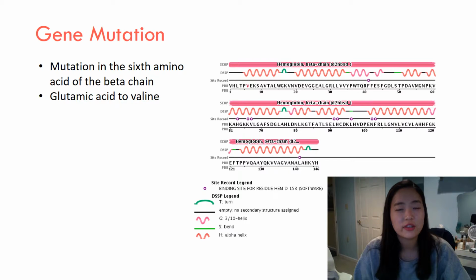Let's take a look at the gene sequence of hemoglobin with the sickle cell mutation. The mutation is in the 6th amino acid of the beta chain. This mutation causes glutamic acid to become valine, and you can see this mutation in the diagram shown by the red circle. The single nucleotide substitution causes the sickle cell disease.